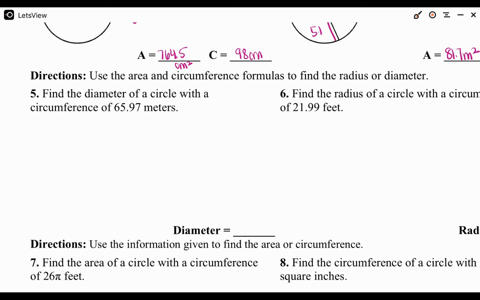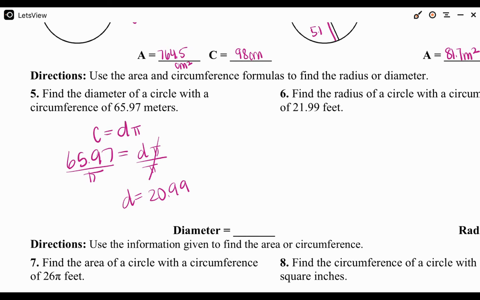So number 5, we are given the circumference of a circle. We want to find the diameter, but we're given circumference. So our formula is equal to diameter times pi. So we have 65.97 equal to diameter times pi. So we just have to divide both sides by pi. If you plug that in your calculator, you get diameter is equal to 20.99. If you round up, we get 21 meters. So make sure you're using your units.